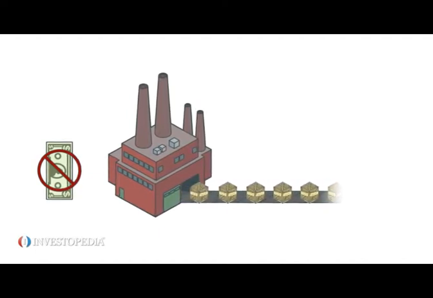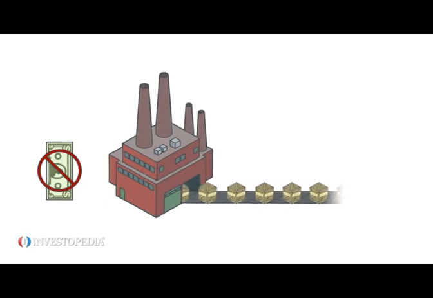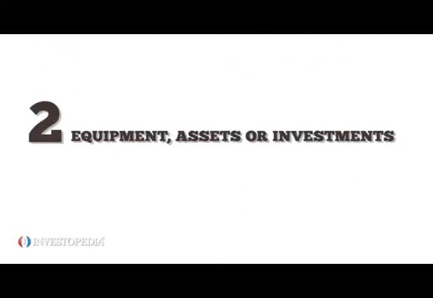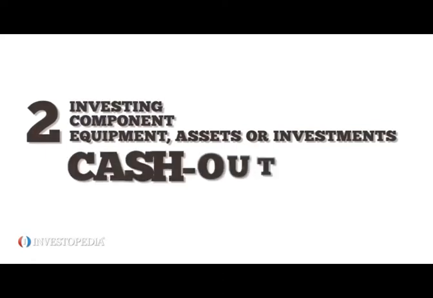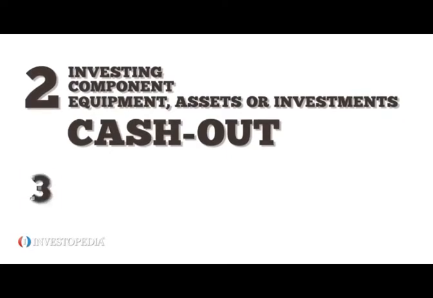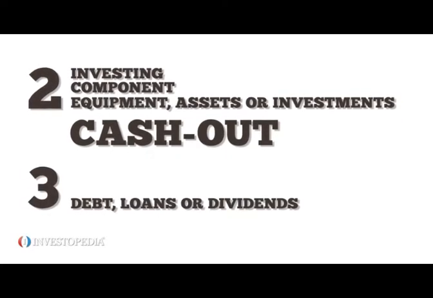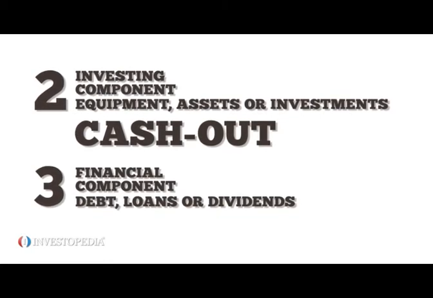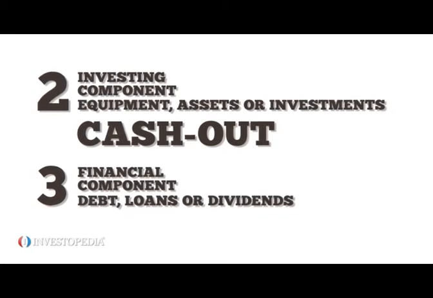Income from an asset is accounted for in cash flow calculations only when it's sold. It's considered cash in. Changes in equipment, assets, or investments relate to the investing component. Investing is considered cash out because cash is used to buy, for example, new equipment. Changes in debt, loans, or dividends account for the financing component. Financing is cash in when capital is raised, and cash out when dividends are paid.